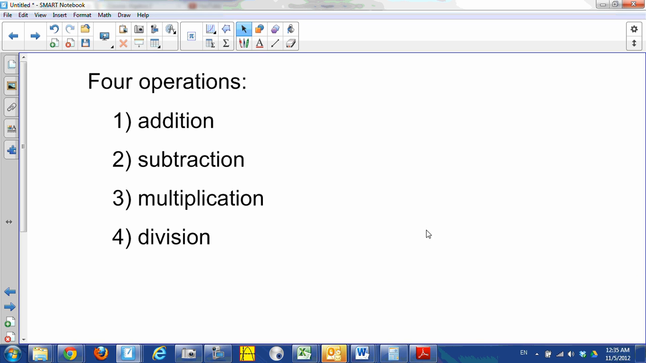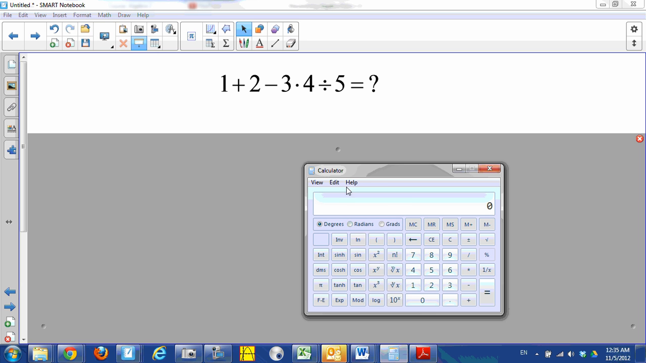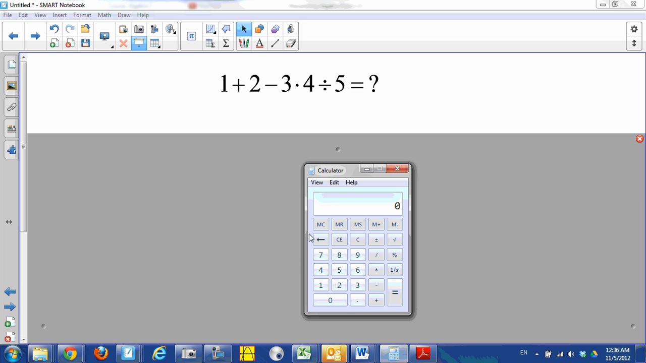Now, suppose we have an expression with these four operations in it. We've got addition, subtraction, multiplication, and division in this expression. Now, I want to know what this equals. Well, let me take my handy-dandy calculator and find out. First, I'm going to use the standard calculator. And I'm going to say, let's see, 1 plus 2 minus 3 times 4 divided by 5. And let's see what it equals. It says it equals 0.